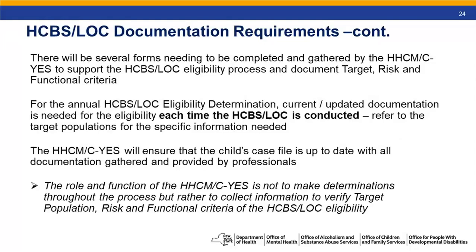There will be several forms that you'll need to complete, along with gathering the documentation to meet target, risk, and functional criteria. On an annual basis, as we mentioned, you will have to redetermine HCBS eligibility, and you will need to have current or updated documentation each time you do the annual reassessment for HCBS. In the slides to come, when we go over the target populations, it will specify what type of documentation is needed and how long it's good for. Again, you will document all that in the record, and you'll assist providers to assist you.